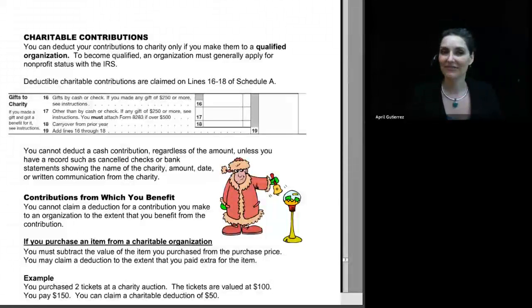Yes, if we did get a receipt, or maybe if we wrote a check and we have the canceled check, that would qualify as well. But we have to have some form of payment, a canceled check or bank statement showing the name of the charity, amount, date, or written communication from the charity. So if we wrote a check to Salvation Army for $5 and dropped it in Santa's bin there, that would work. Otherwise, we have to get a receipt.